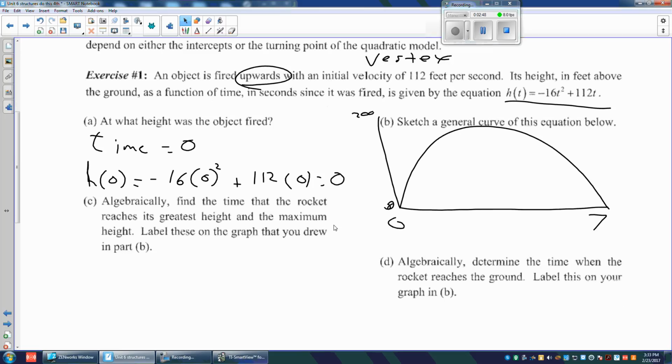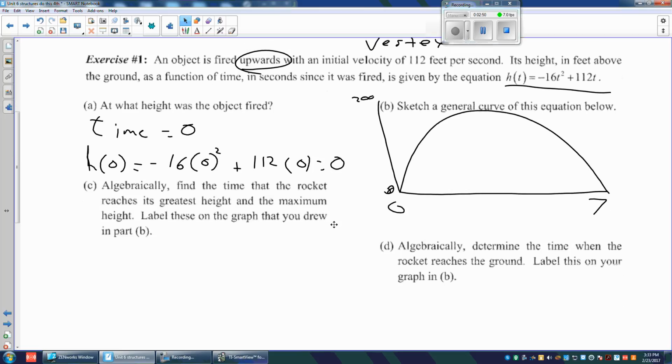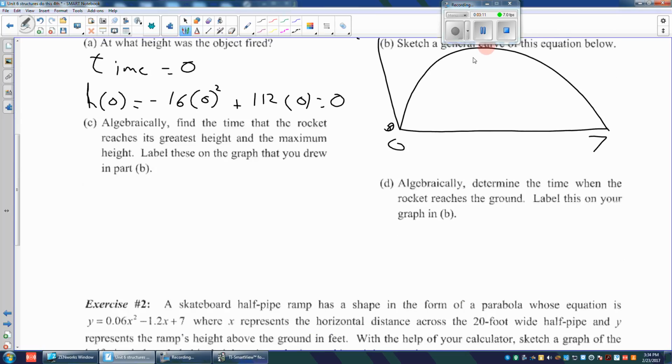Algebraically, find the time the rocket reaches its greatest height and the maximum height. Okay, let me see. Maximum height is right there. What do I know? That looks like the line of reflection. There used to be an equation about that. Oh yeah, that was the last equation in the previous lesson. x equals negative b over 2a. That's going to be the highest point.